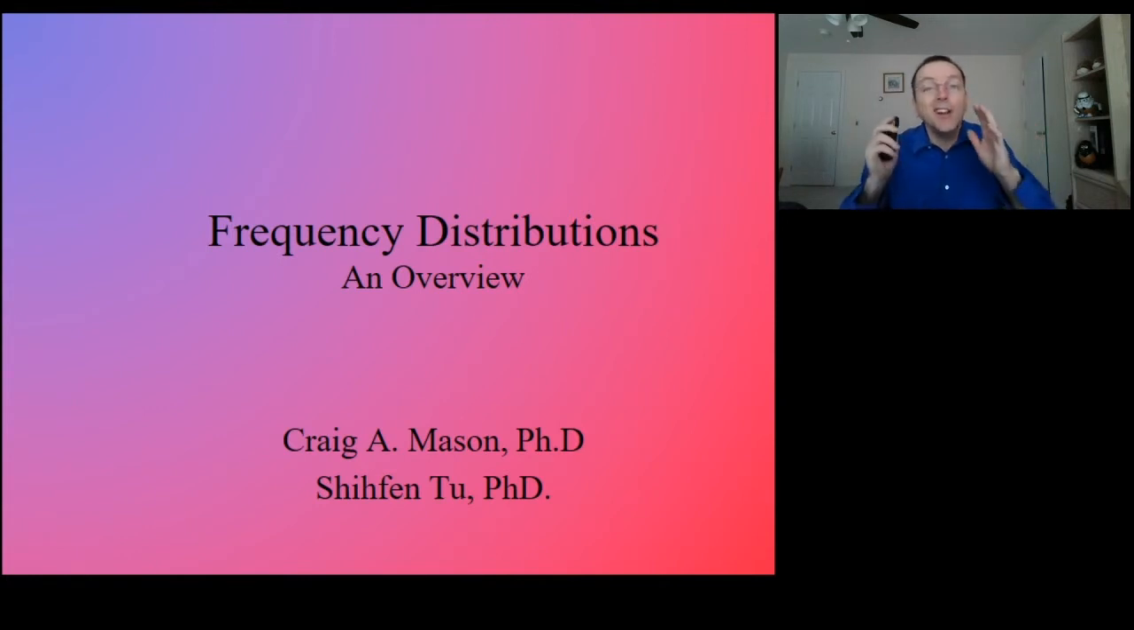Now, there are lots of ways that data can be organized visually in tables or in figures, and there are lots of different guidelines for doing so. People make entire courses just on the visual presentation of data, but we're not going to worry about that. For now, we're going to focus narrowly on what is called a frequency distribution. Okay, let's get started.